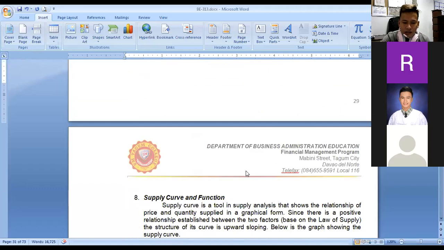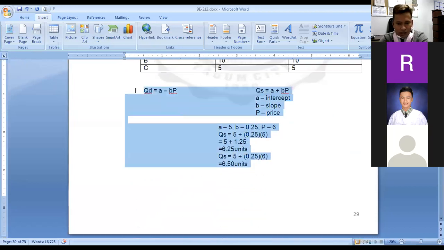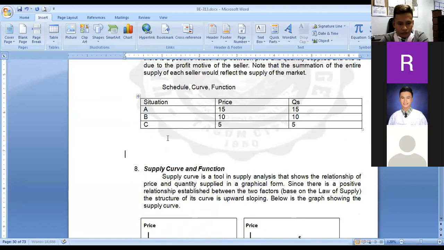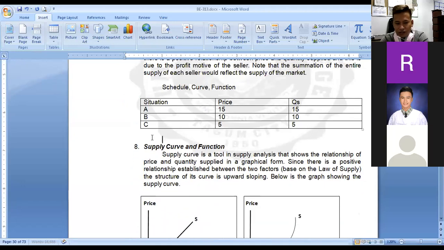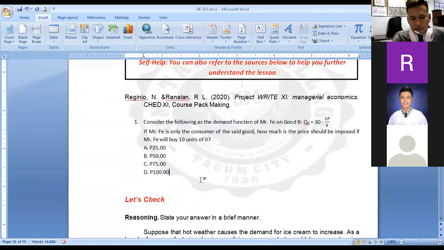Okay, so that is all for the supply. Any question so far, class? Did you understand? So let's have an example. Try to compute this one.